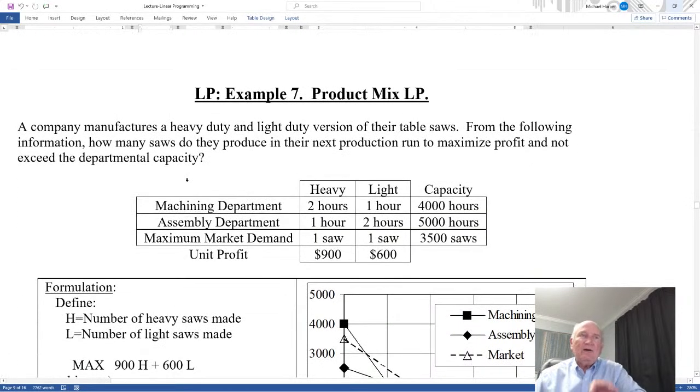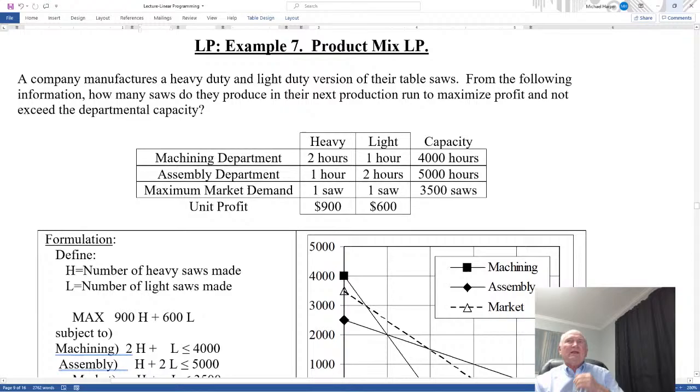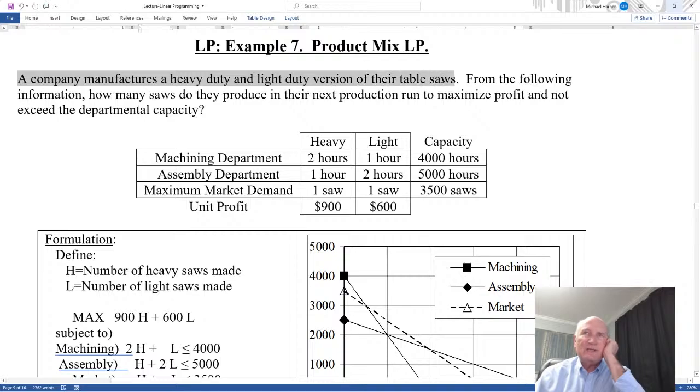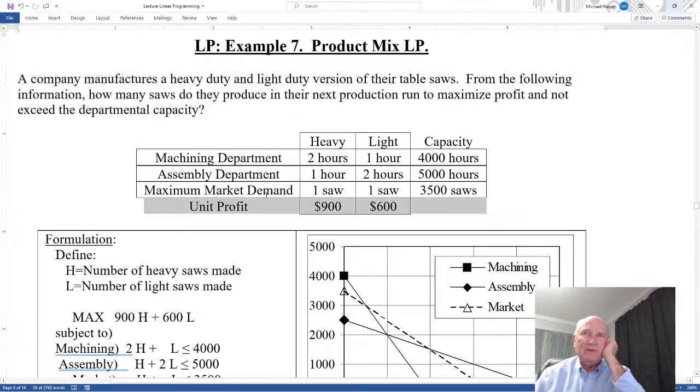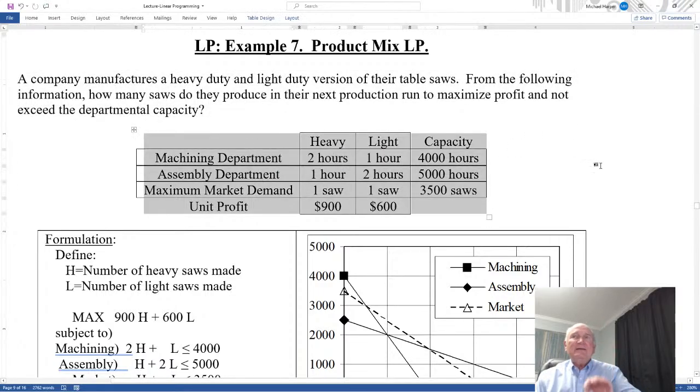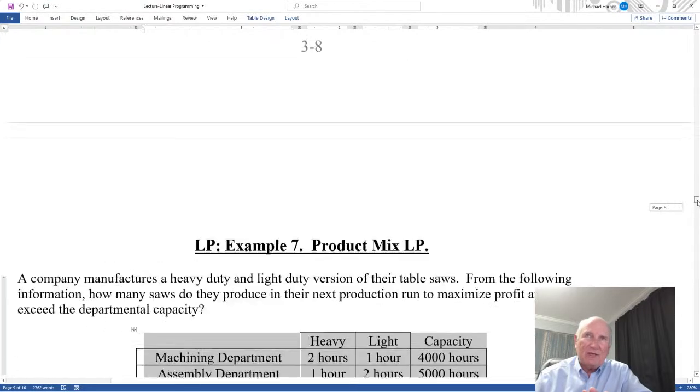Okay, now 3 applications. First, the product mix. A company manufactures heavy-duty and light-duty versions of their table saws. From the following information, how many saws do they produce in their next production run to maximize profit and not exceed departmental capacity? And there, I've given you this structure of the table. Again, remember I mentioned the structure is important to identify what kind of problem it is.